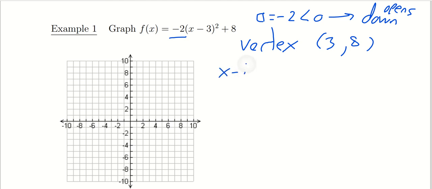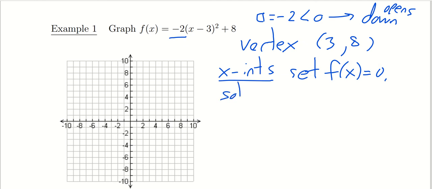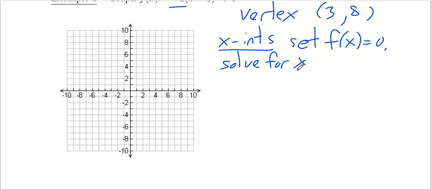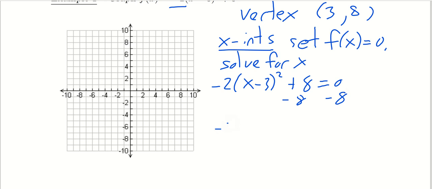Let's now go ahead and find our intercepts. For the x-intercepts, we are going to set f of x equal to 0, and then solve for x. Let's do that. We have negative 2 times (x minus 3) squared plus 8 equals 0. To solve, let's subtract 8 from both sides. Like this. Next step would be to divide by negative 2.